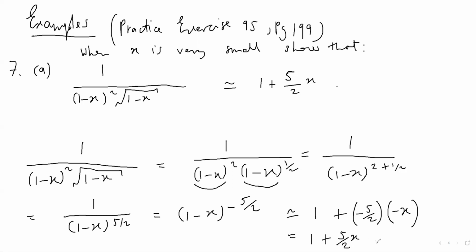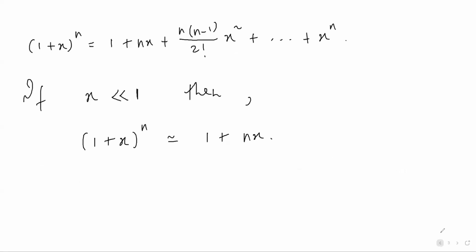So basically, we have shown that 1 over (1 minus x) to the power 2 times the square root of (1 minus x) is approximately equal to 1 plus 5 over 2 x. We've shown that. So that's how you apply these results to approximate binomial expansions. That's how you do it.